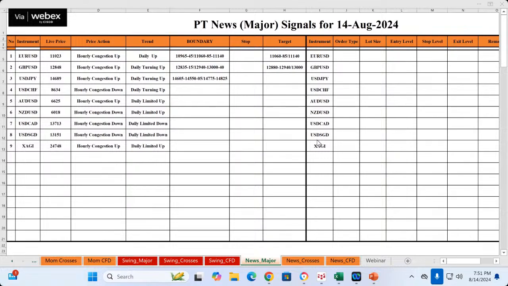Tonight we are going to get the CPI data in another 40 minutes. What we are going to do now is prepare ourselves for news trading, and what is expected tonight is the data. Let me share that screen.